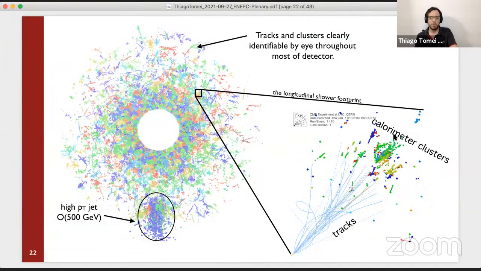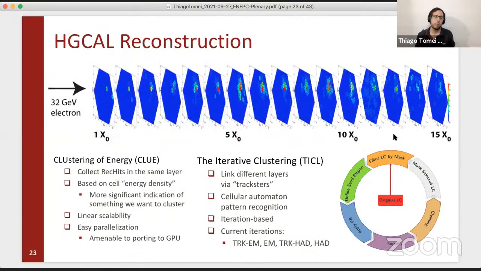But Thiago, this looks extremely complicated. Are you actually able to reconstruct this? And the answer is yes. So this is from the test beam already, a 32 GeV electron in a prototype with, I don't know how many layers here, sorry, but 15 interaction lengths. And there are 2 rounds of reconstruction.